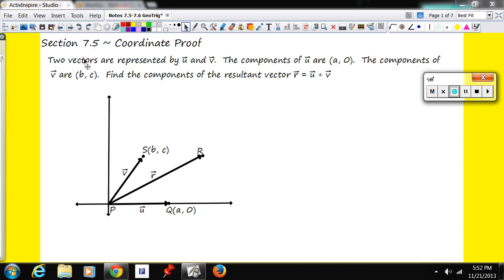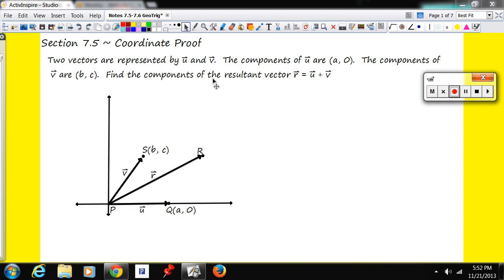And here's a starting example. Two vectors are represented by vector u and vector v. So here's vector v here. Vector u is this bottom one from initial point P to terminal point Q. And it says the components of u, so the components of this vector are a, 0. So you're going over a and up 0. That's the components. The components of vector v are over b and up c.